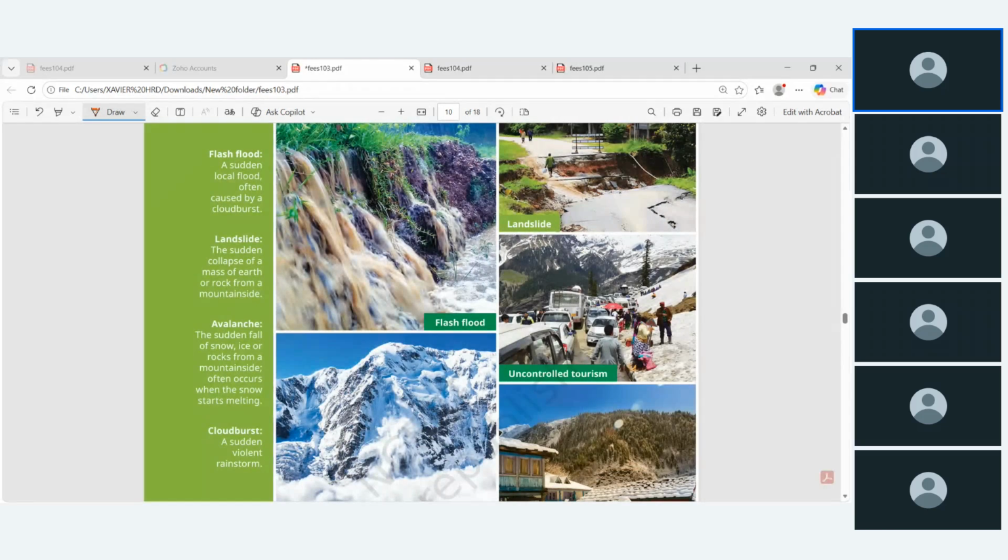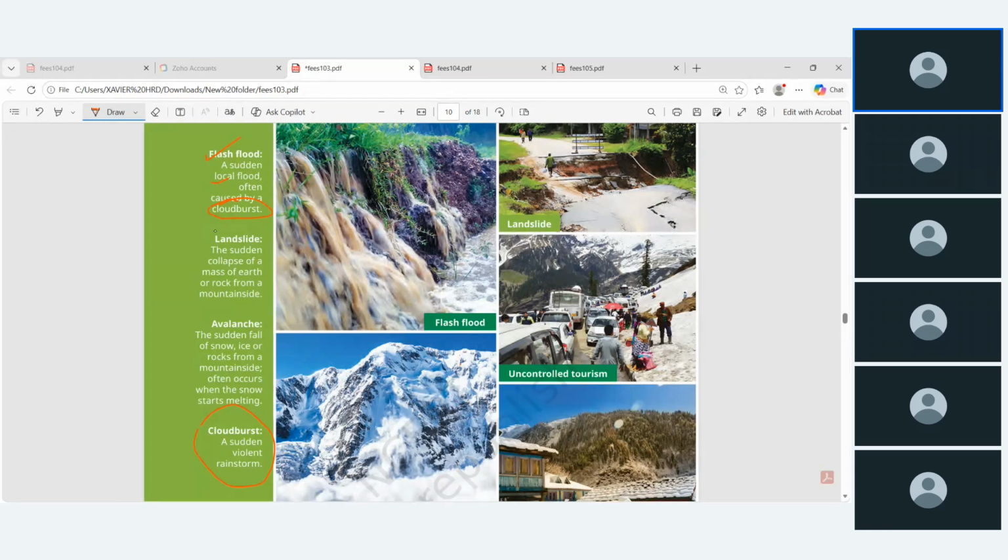The flash flood: a sudden local flood due to the cloud burst. Cloud burst, here they have given the definition: a sudden and violent rainstorm. திடீர்னு பெருமழை, அதாவது பெருவெடிப்புன்னு சொல்லுவாங்க. ஓகே, எதிர்பாராத விதத்துல huge amount of rain water will be released by sky. Okay, so அதுதான் the cloud burst. அந்த cloud burst ஆல வரது the flash flood.